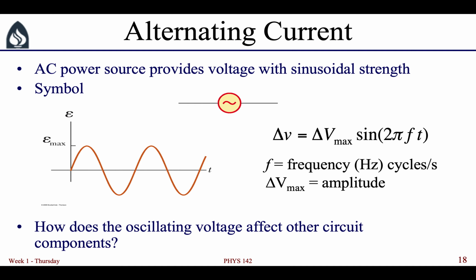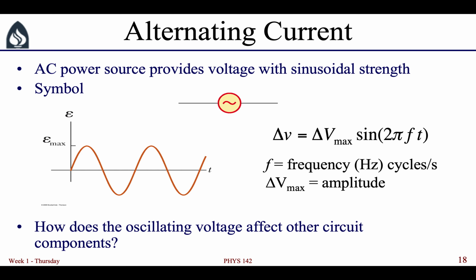If you make a graph of either the current or the voltage, you'll see that sometimes it is in the positive direction and sometimes it's in the negative direction. And the instantaneous voltage, so lowercase v indicates instantaneous voltage, is equal to the maximum voltage, which would be the peak of this graph, times the sine of 2 pi ft, where f is the frequency, or the number of cycles per second. And the Vmax is the amplitude of the voltage.